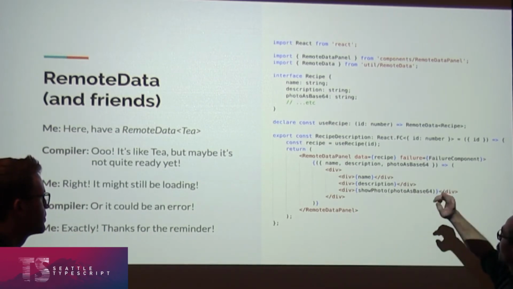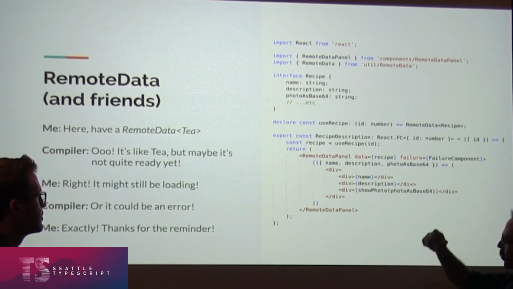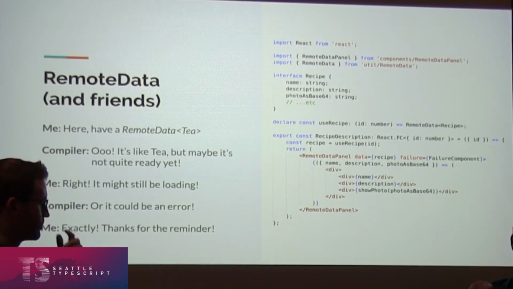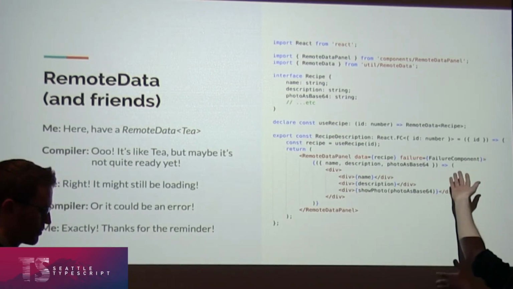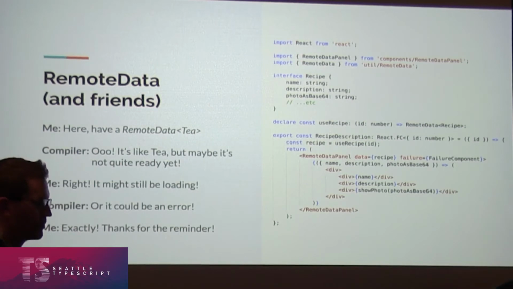But the nice part that remote data gives us is, with a promise, all you can do is wait for it to either succeed or fail. You can't tell if it's still loading. And so with remote data, you can actually tell if it's loading or not. So you can do a nice loading spinner much more easily. With the promise, you have to do a little more boilerplate around that.